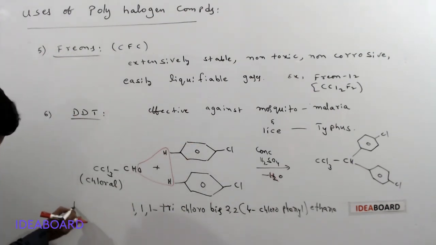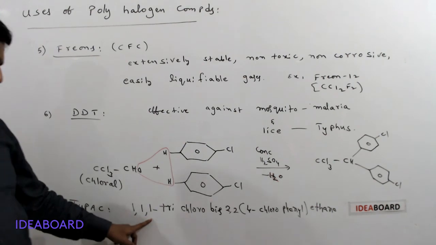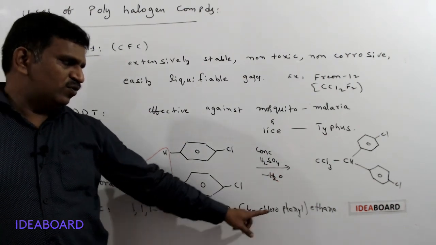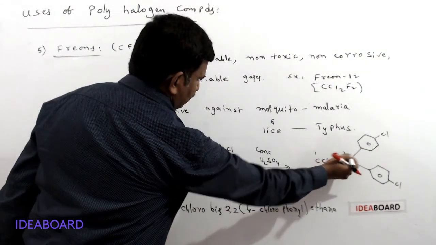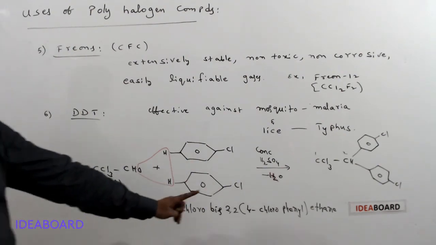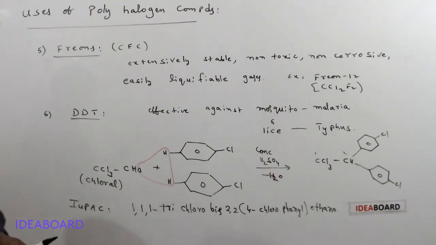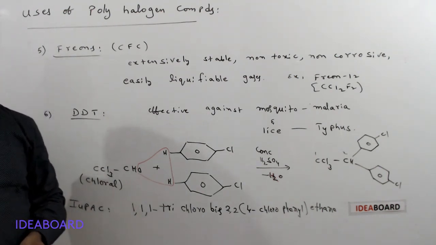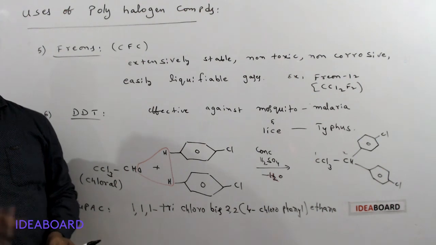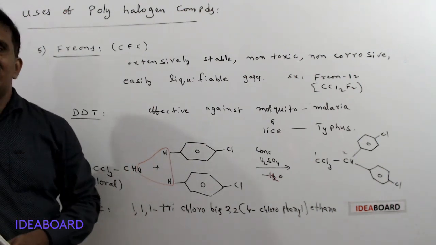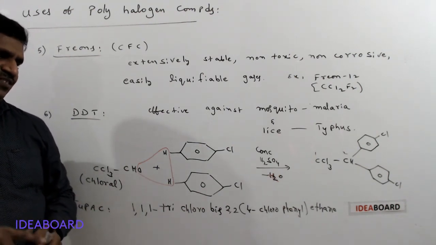The IUPAC name, very rarely they ask, but it is better to know the IUPAC name. That is 1,1,1-trichloro-2,2-bis(4-chlorophenyl)ethane. So this is 1, this is 2. So 1,1,1-trichloro-2,2-bis(4-chlorophenyl)ethane, that is the IUPAC name of DDT. But in recent years, after 1970, the US banned this DDT usage, and so many countries also banned it. But even in some parts of the world, they are using it as an insecticide, for reducing the insecticide effect.